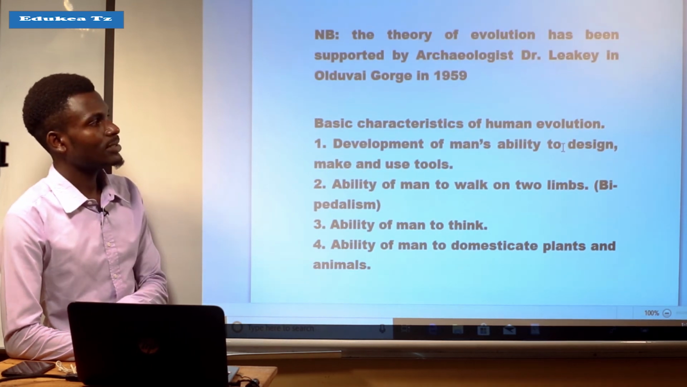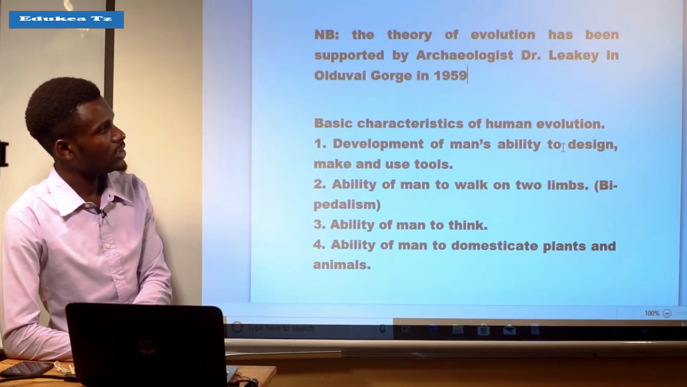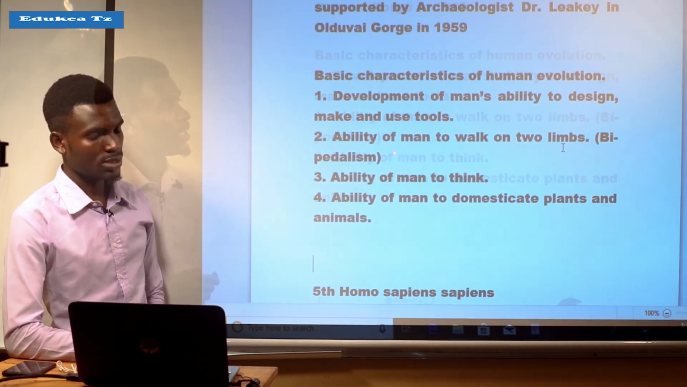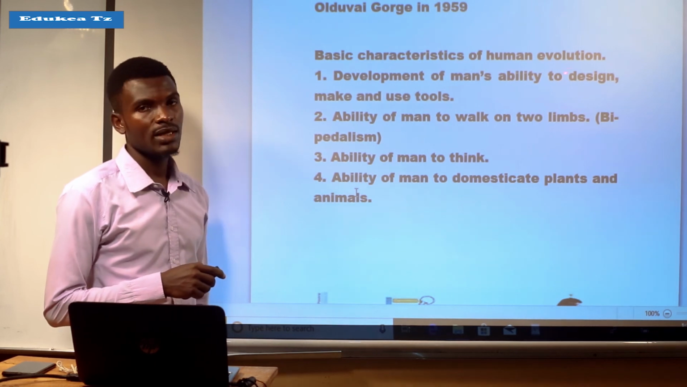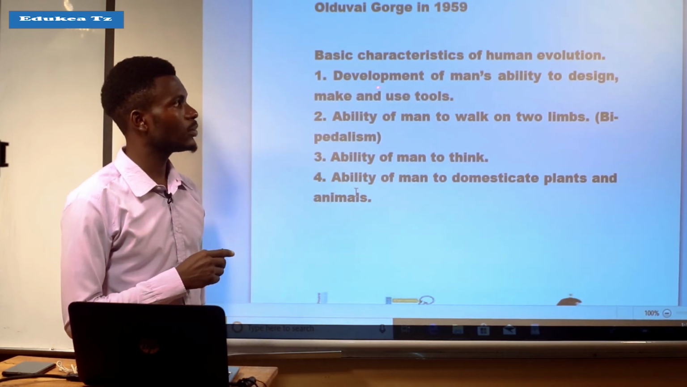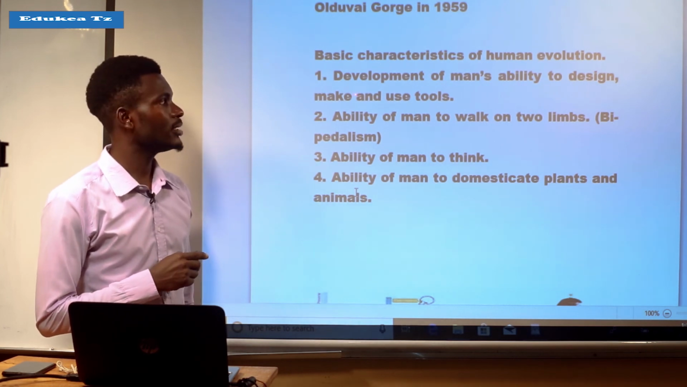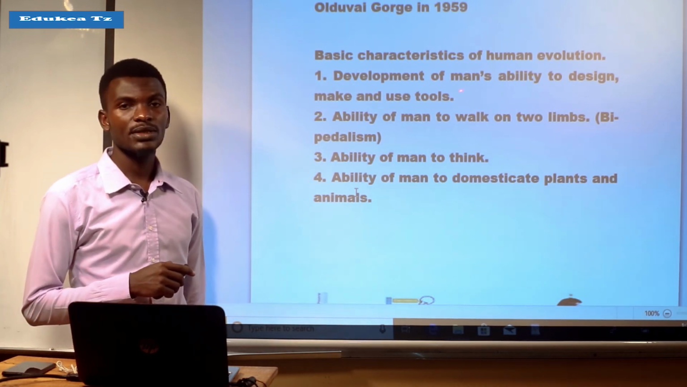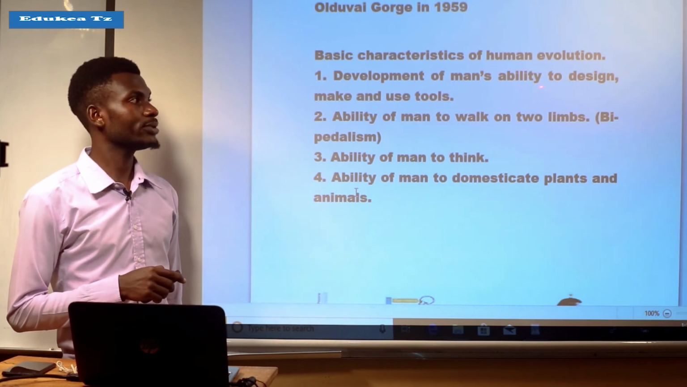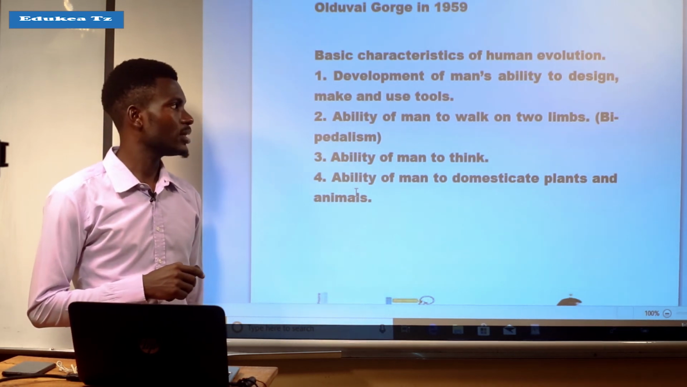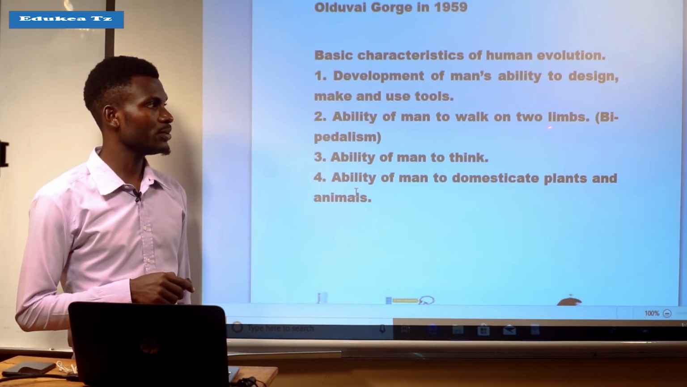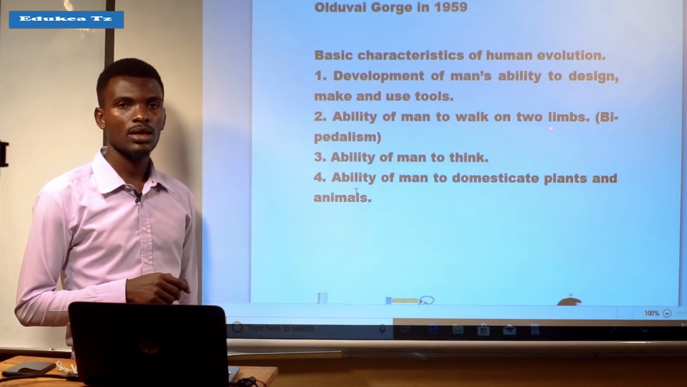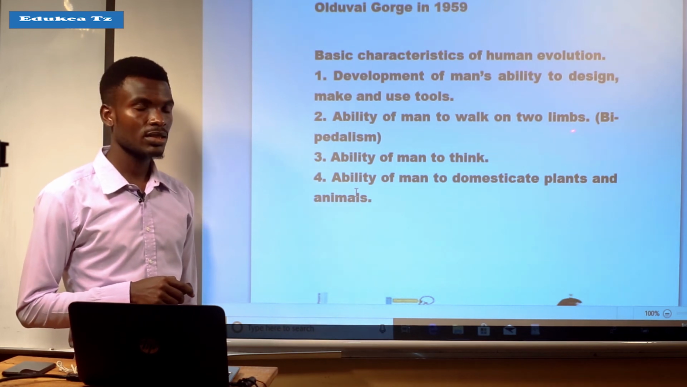There are basic characteristics of human evolution, as I have already told you. The first one is development of man's ability to design, make, and use tools. Also, ability of man to walk on 2 limbs, so-called bipedalism. It means that the ability of man to walk on 2 limbs was witnessed in the evolution of man.